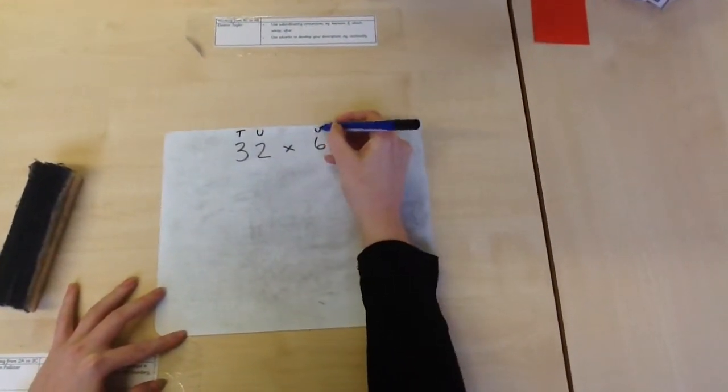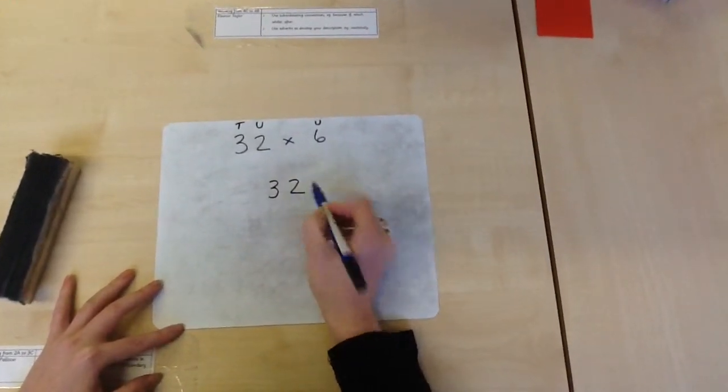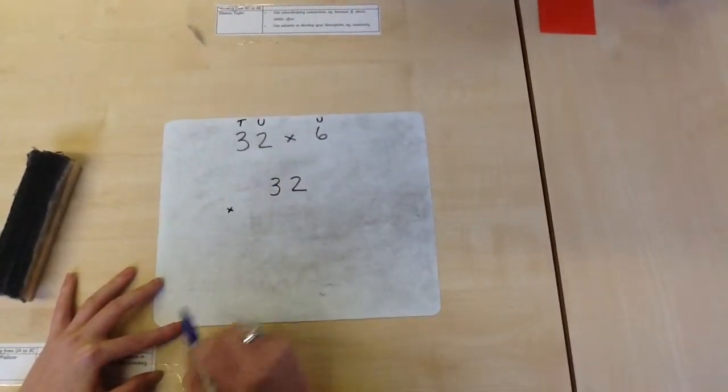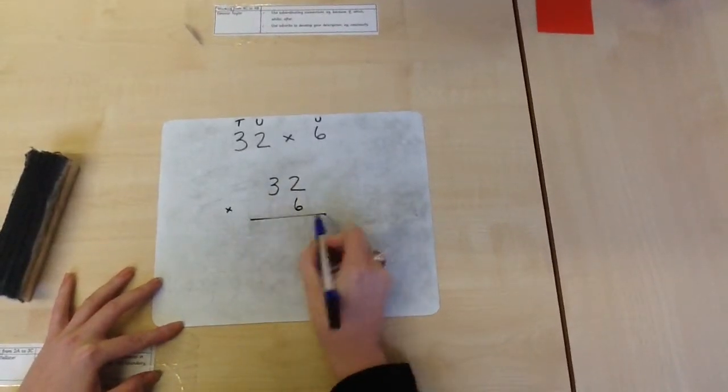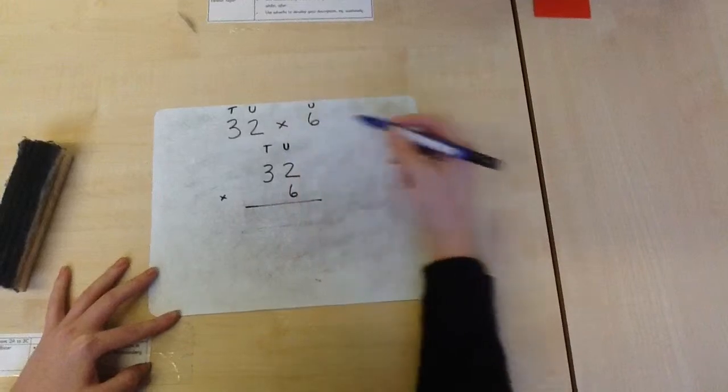and units times a unit, and how we set it out is you put the 32 on the top, make sure you've got your symbol, and then your units underneath. Really important that you remember which one is which. I'm just going to pop them up there.